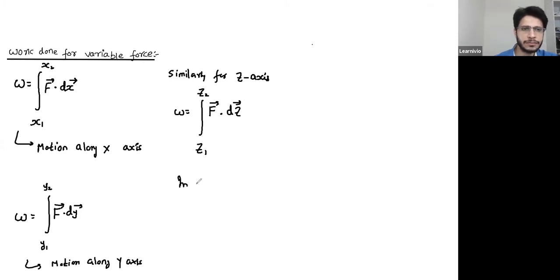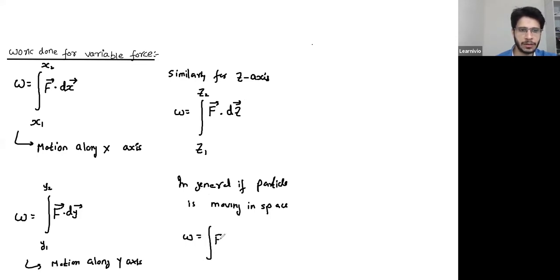In general, if the particle is moving in space, where x, y, z are all changing, then your work done is the integral of F dot dr, with the limit from r1 to r2. So this is the expression of work done if your force is variable. Okay, just note it down. Then we'll do some numericals on this concept.